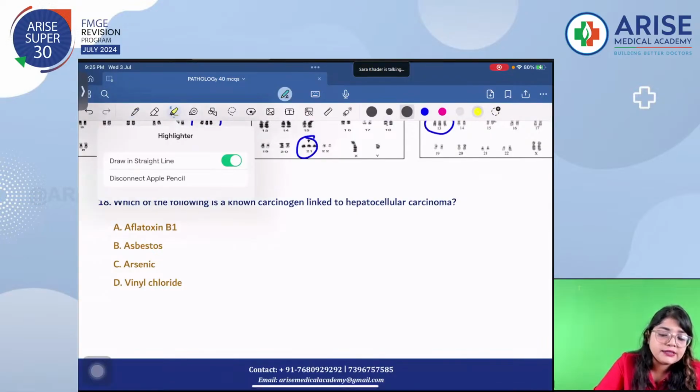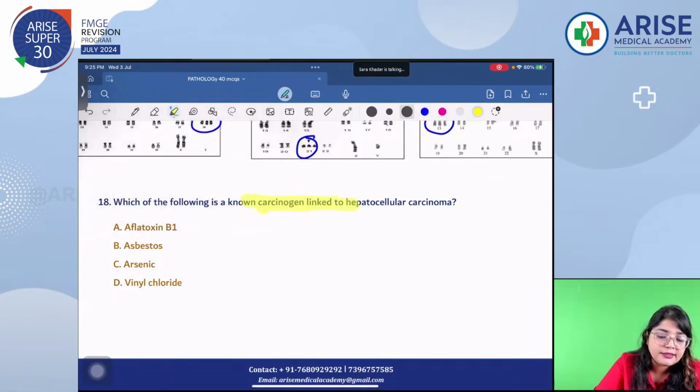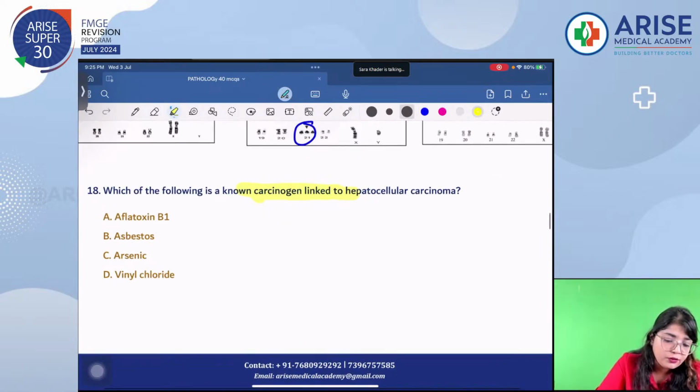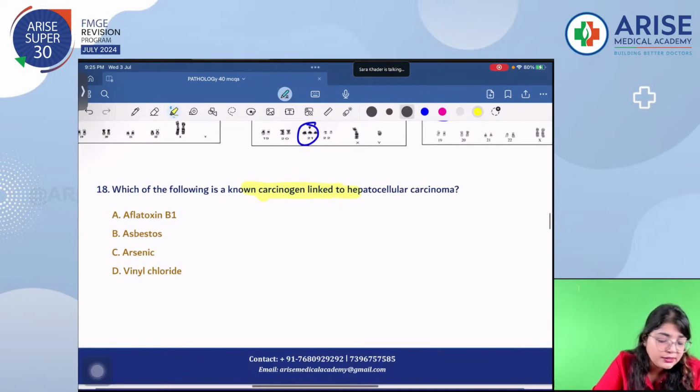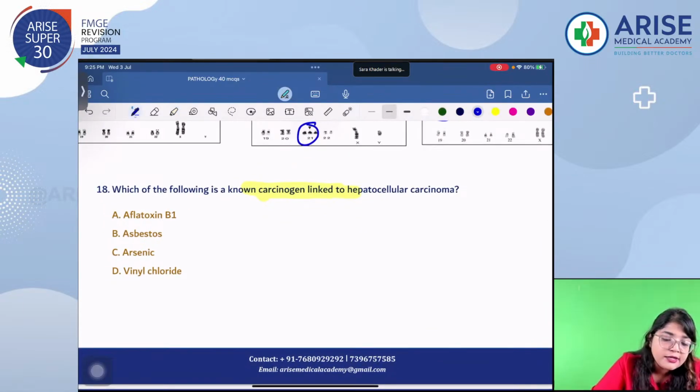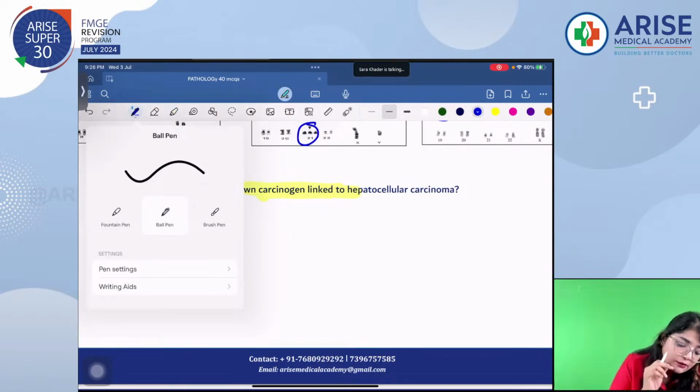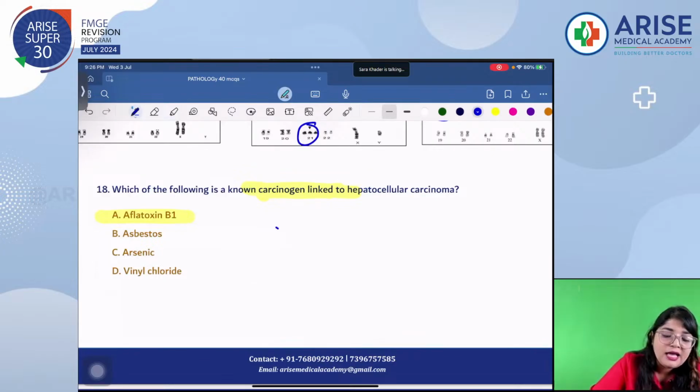Which of the following is a known carcinogen linked to hepatocellular carcinoma? So hepatocellular carcinoma is linked with aflatoxin. Okay, aflatoxin. Remember, aflatoxin, you get it from Aspergillus in the groundnuts.